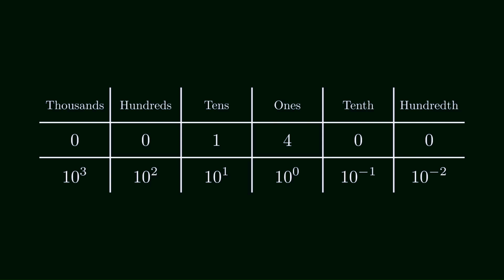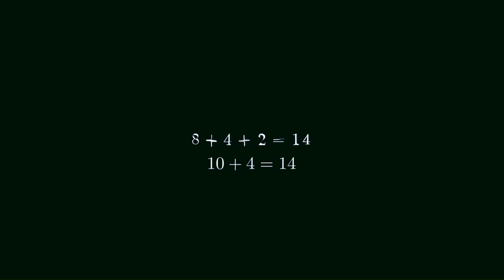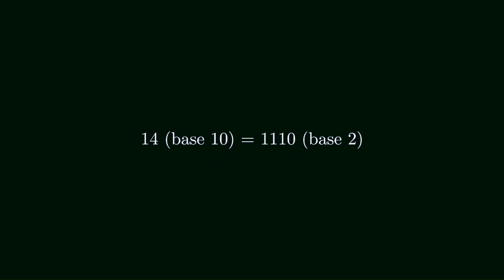Although if we were to change the base, we'd have to change the way we write a number. For example, in base 2, otherwise known as binary, this is how 14 is represented. If you were to do the math, you'd find that it adds up to 14. You might also notice how we only use 1s and 0s to represent 14. That is because in base 2, those are our only available digits.